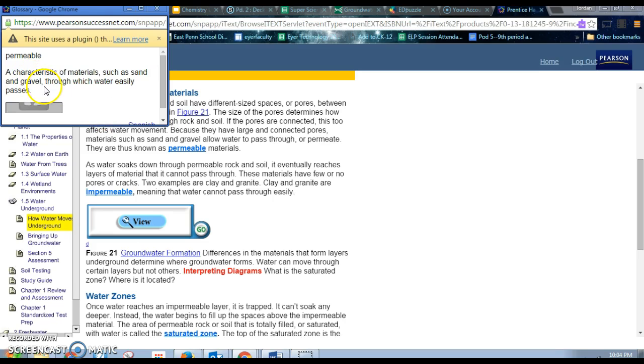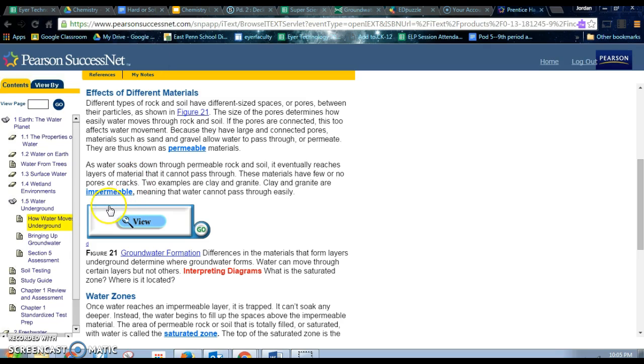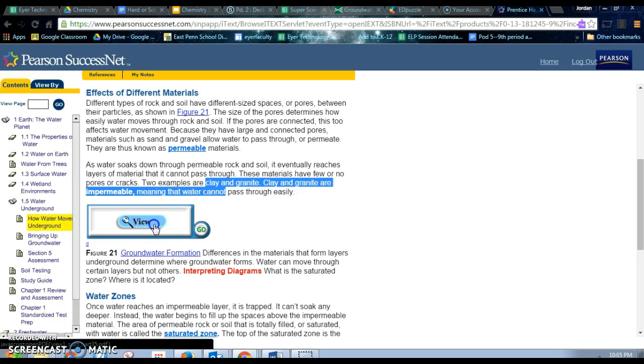Permeable is a characteristic of materials such as sand and gravel through which water can easily pass. Again, this is where water can easily pass through. Think of things where water can pass through, such as sand and gravel. The opposite of that is impermeable, and this would be like clay and granite.